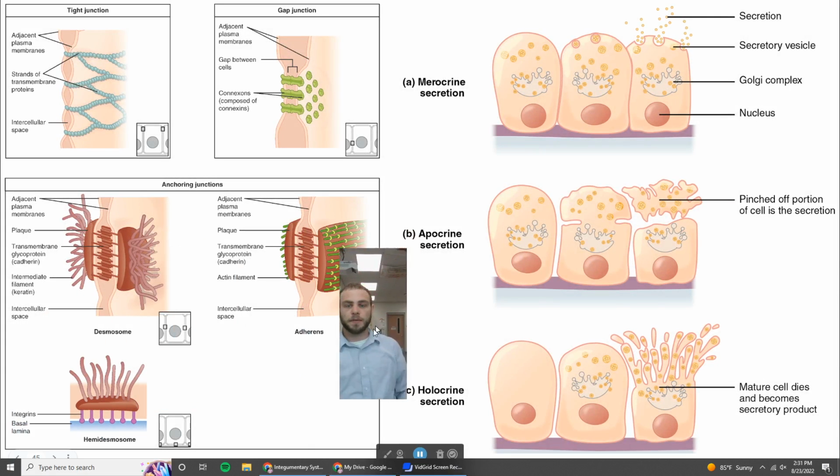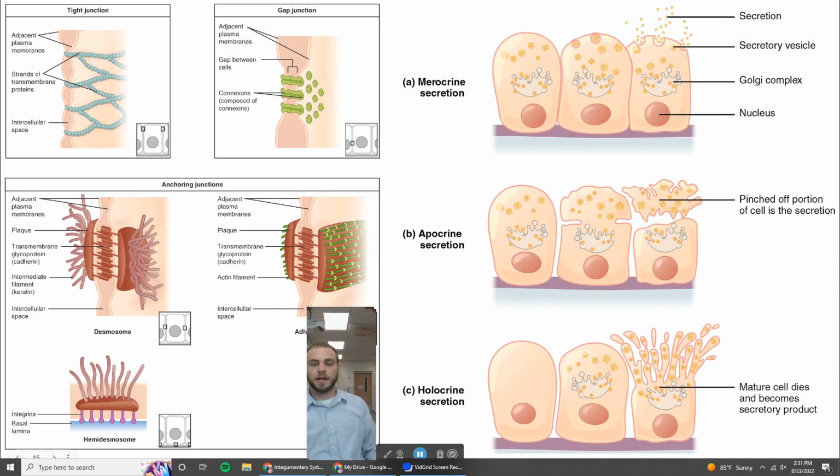So here you can see merocrine, holocrine, and apocrine. Merocrine, exocytosis to release whatever they are secreting. Apocrine, the entire apical surface gets pinched off, gets ripped off, and then holocrine, the entire cell explodes to release that product. And then here you can see some of the junctions, the tight junction, the gap junction, and the anchoring junctions that epithelial cells will show.